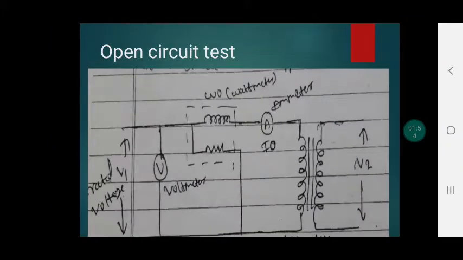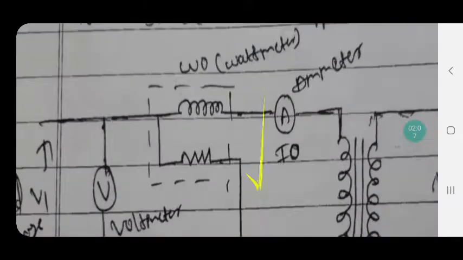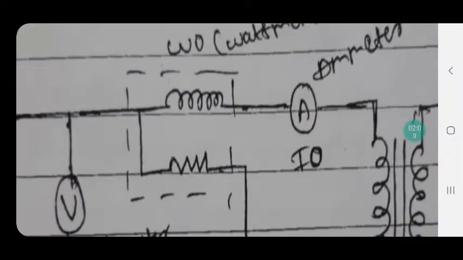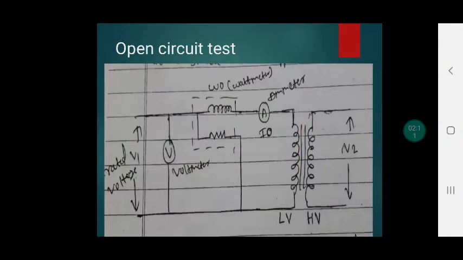As the current is negligible, copper losses are very small. So the power consumed is taken as iron loss only. As the copper losses are very small, we neglect them. So the wattmeter W0 will read only iron losses. In this way, we determine the iron losses.